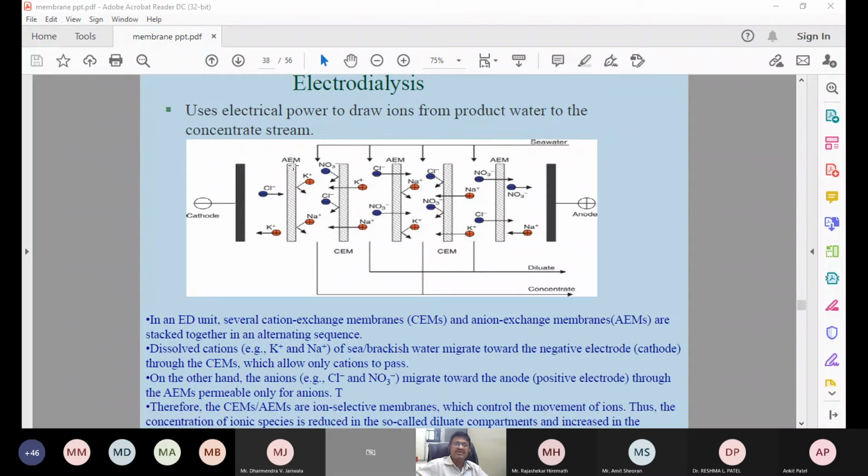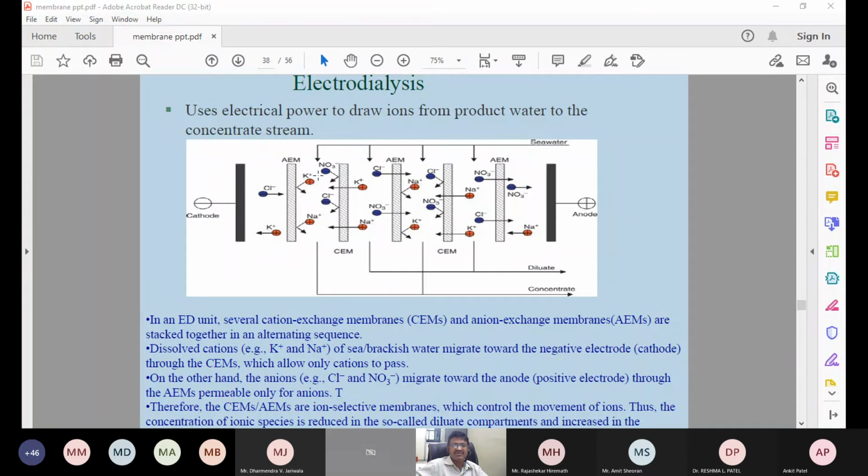Now you have alternate anion exchange membranes and cation exchange membranes. Okay, AEM, CEM, AEM, CEM, like that. Now what is happening? Let us say the seawater is coming from here to this side. The anion exchange membrane will allow the anions to pass through it, but it will not allow the cations to pass through it. The cation exchange membrane allows the cations to pass through it, but it will not allow the anions to pass through it. So what will be happening?